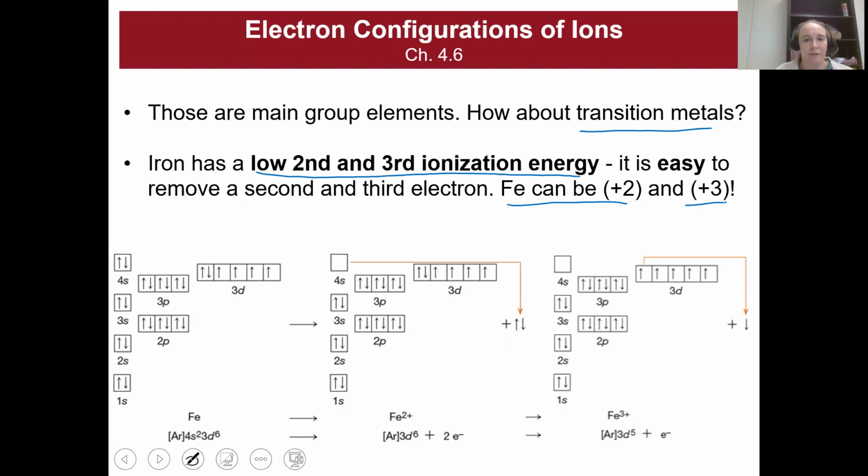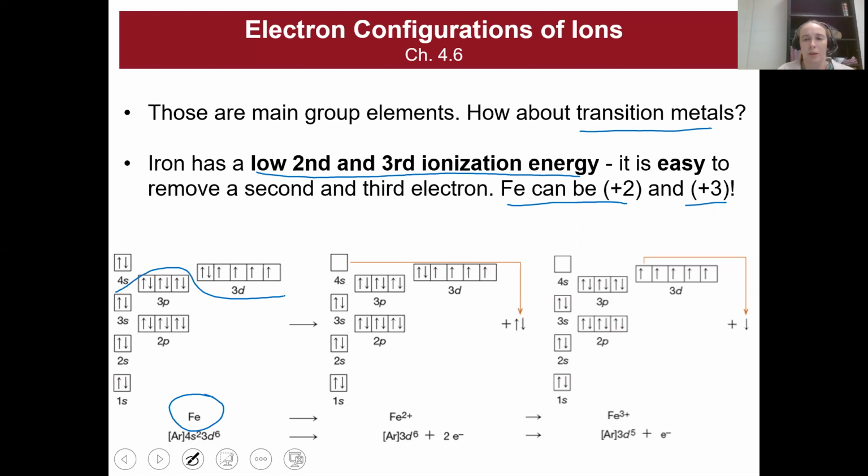So we can look at that from this electron configuration standpoint. So here is iron. Iron has an electron configuration of argon 4s2 3d6. So it's got the 4s2 and 3d6 electrons in its highest energy orbitals past the noble gas configuration. So we're going to focus on those.